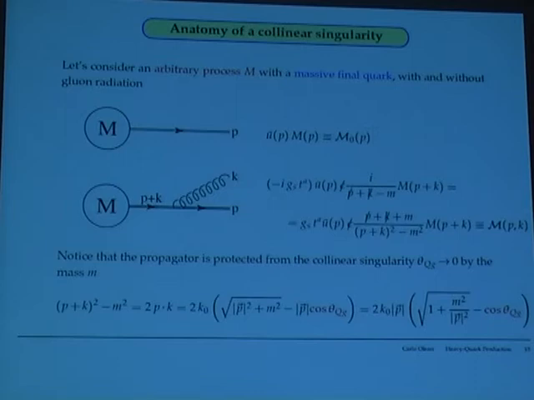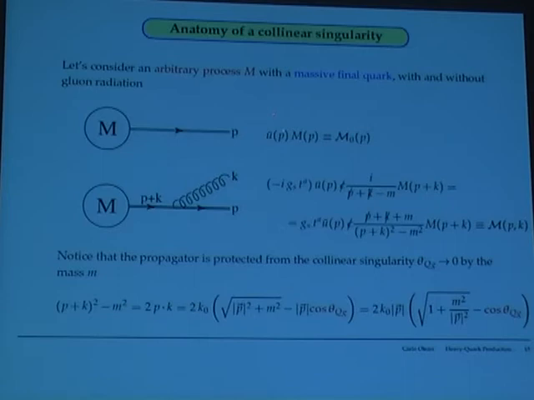So let's start doing some anatomy of the collinear singularity. I try to be as general as possible. Imagine to have an arbitrary process, whatever you like. M can be whatever you like, but it has a finite massive state core. You write the amplitude, the spin, and all the rest, and this is my amplitude.